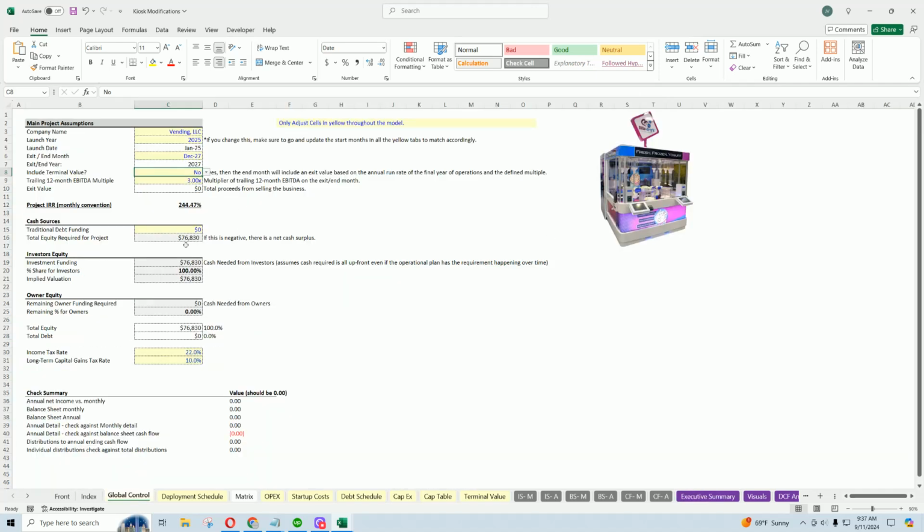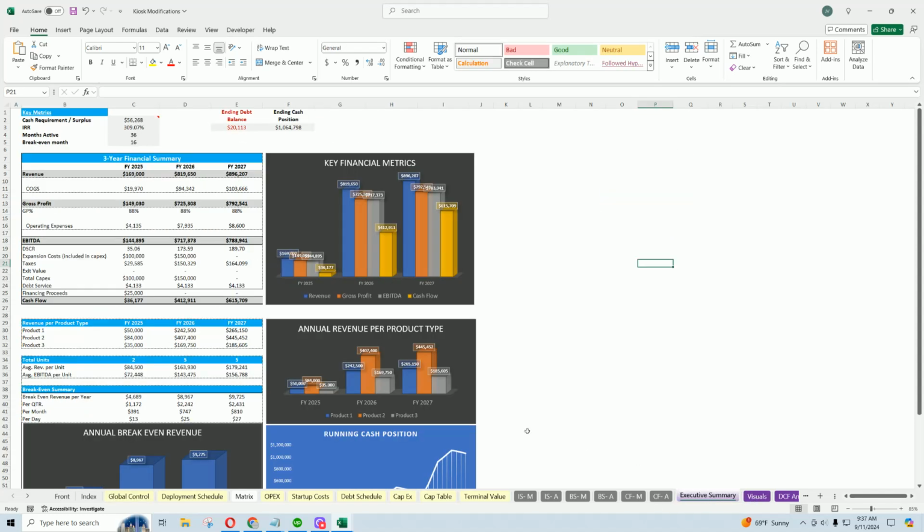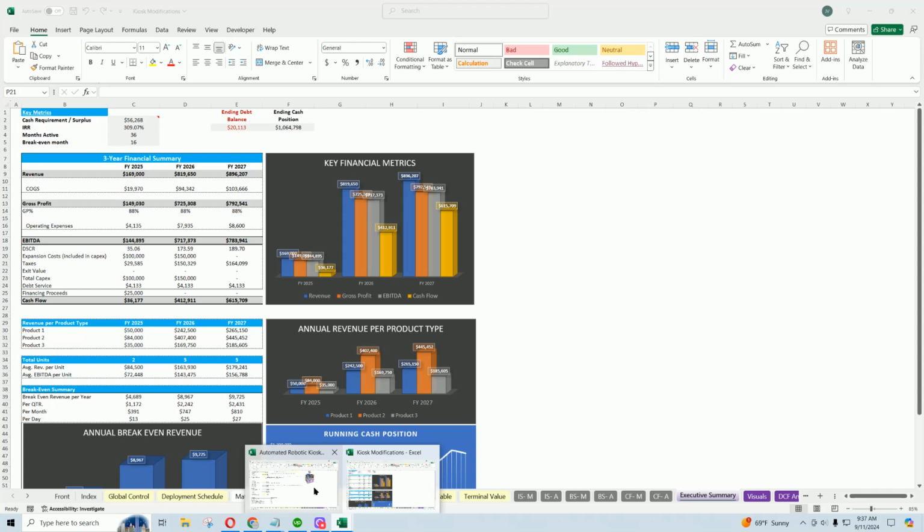Now, if we didn't want to put 76,000 into this, you can always put a little bit of debt here, maybe a $25,000 loan, increase your IRR, less capital required. But that's the update.